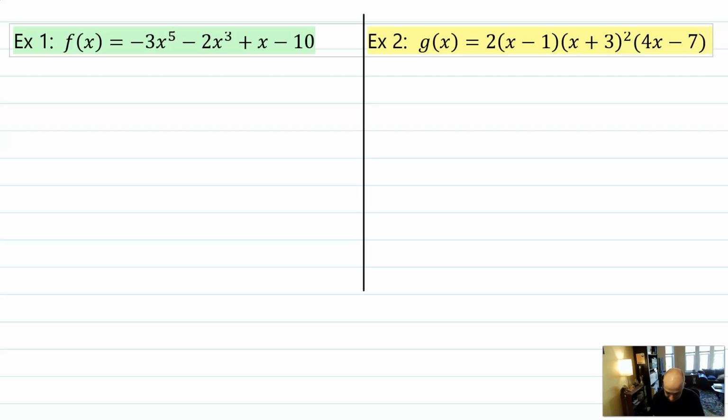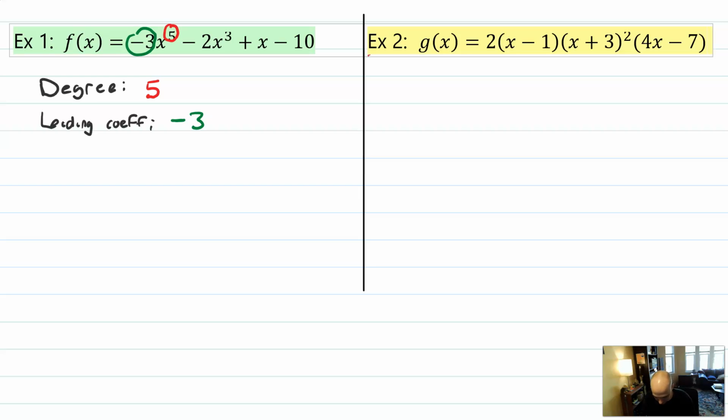In example 1, this is in that sort of standard polynomial form. So for the degree, I just look at the exponents and I look for the highest exponent. The degree is going to be 5. And for the leading coefficient, I'm going to find that degree 5 term and look at what is multiplied to it. The leading coefficient here is negative 3. That's not so bad. When you see a polynomial in that form, it's pretty easy to find degree and leading coefficient.